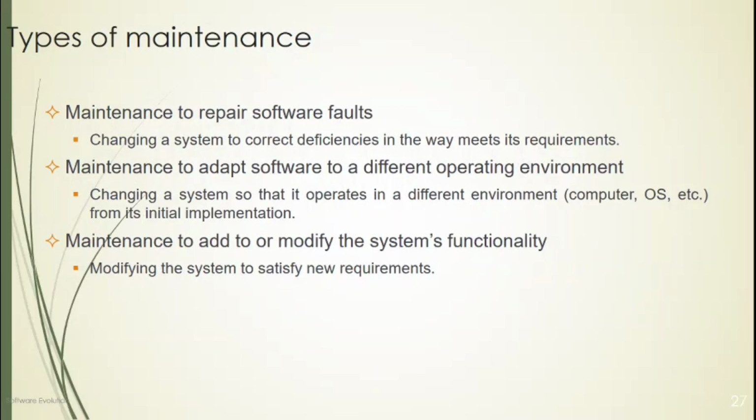So, types of maintenance. In the types of maintenance, you will see maintenance to repair the software faults, maintenance to adopt the software to a different operating environment, and maintenance to add to or modify the system functionalities. There are three different types of software maintenance they can ask in the examination. One is fault repair: changing a system to correct deficiencies in the way it meets its requirements.